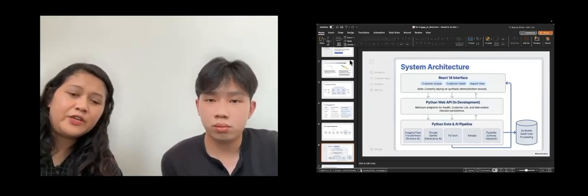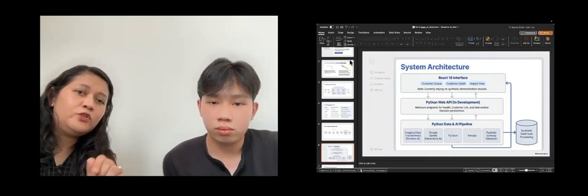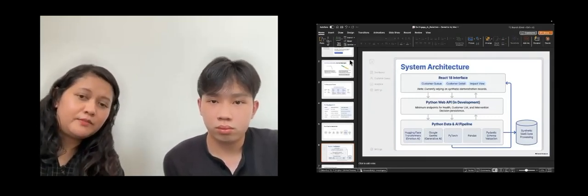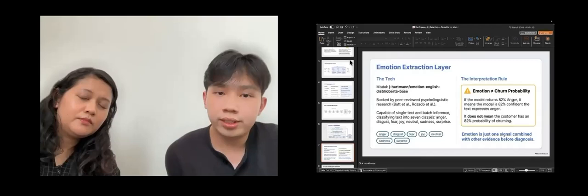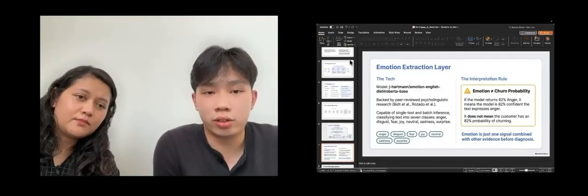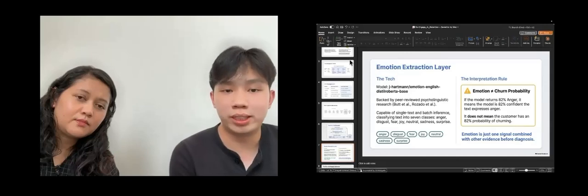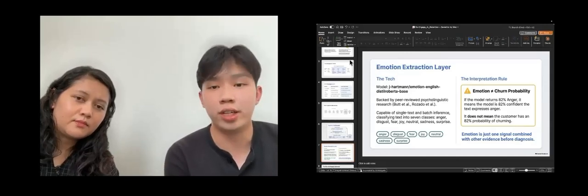This is our system architecture. As you can see, we are using Python data and web, and also a React Native interface. So here's our emotion extraction layer. To be precise, we're using a RoBERTa model that has been backed by peer-reviewed research, and basically it is capable of classifying text into 7 different emotions.